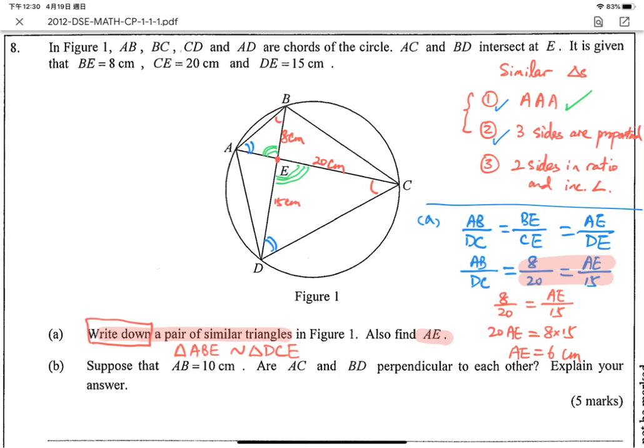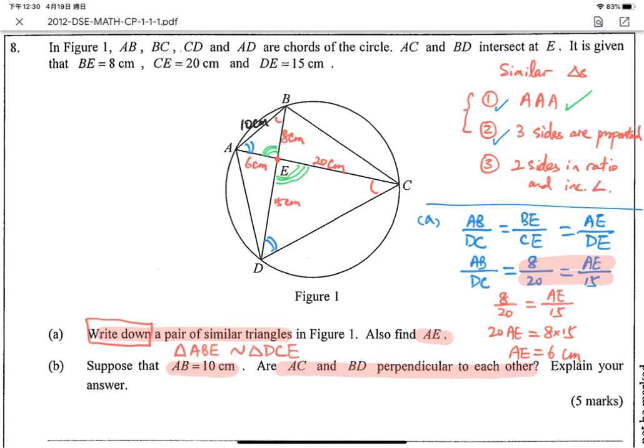Now looking at part B, suppose AB equals 10 centimeters. And we got AE from part A, which is 6 centimeters. Then you are asked to prove whether AC and BD are perpendicular to each other.